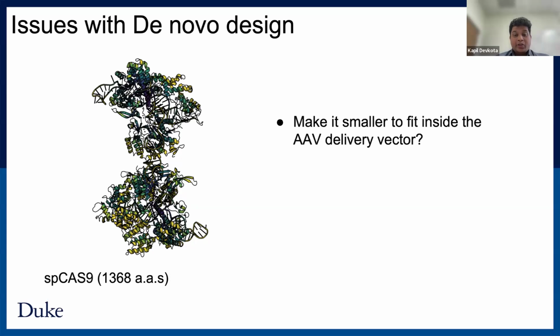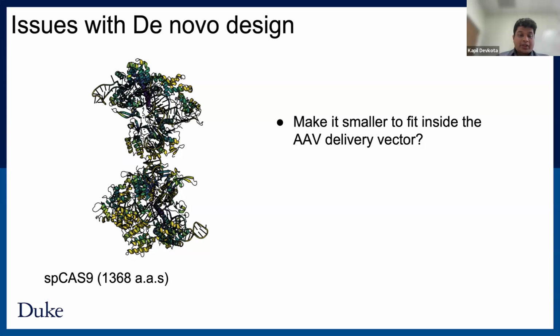It has to be created endogenously using a transgenic mouse line. So can we make the SpCas9 protein, which is large, greater than 1100 amino acids? Can we shrink it so that it can fit inside usual delivery vectors like viral delivery vectors?